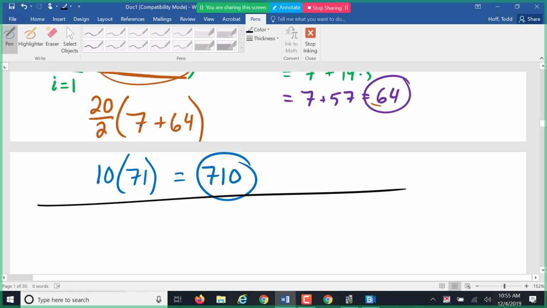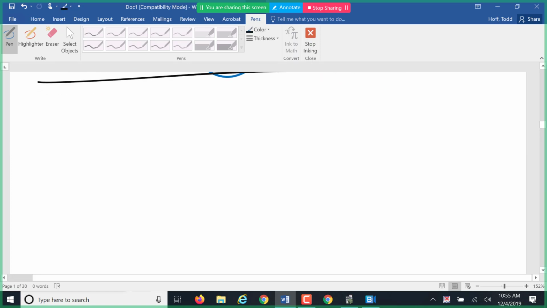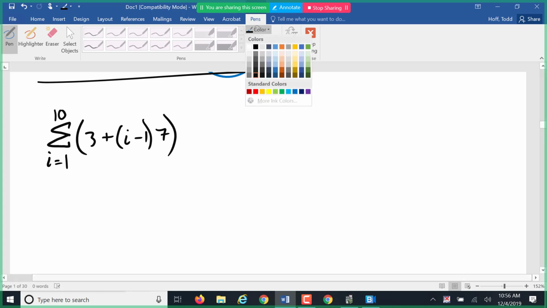So in your notes, I would like you to find for me quick the finite sum from i equals 1 to 10 of 3 plus (i minus 1) times 7. I'll give you a minute or so to work that out.